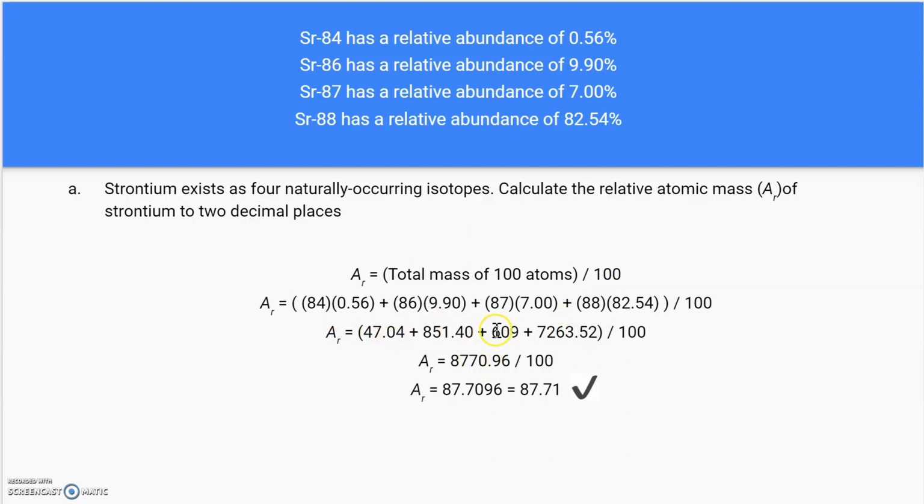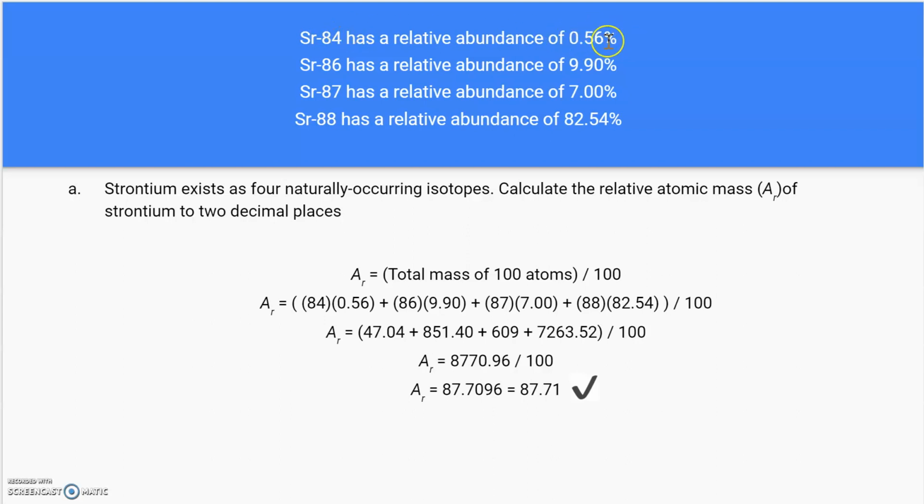We do all of that, we get that total mass of 100 atoms is equal to the quantity of 47.04 plus 851.4 plus 609 plus 7,263.52. If we sum all that, we get that the total mass of 100 atoms is 8,770.96.